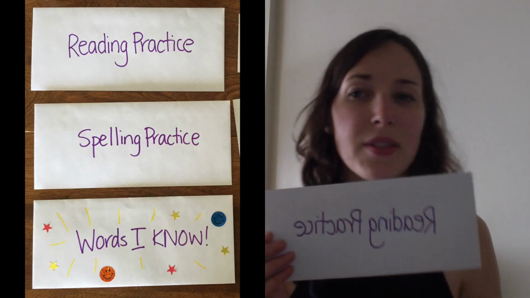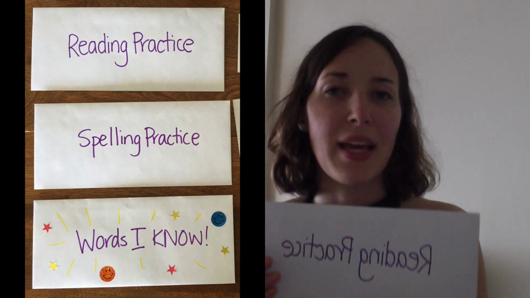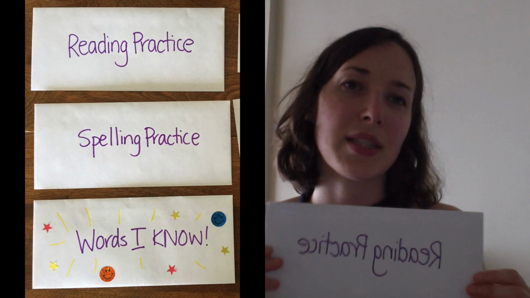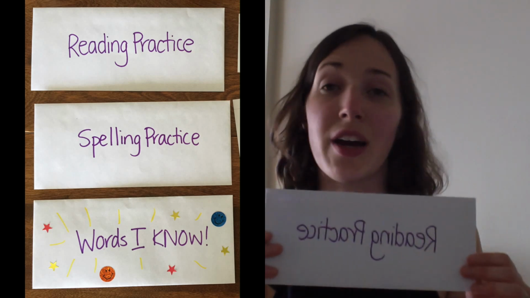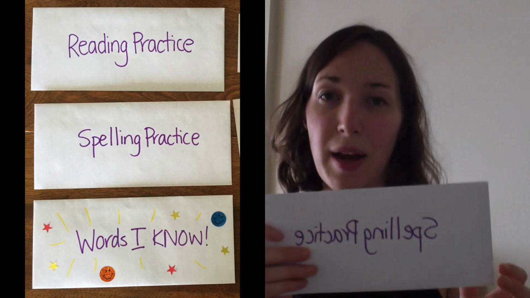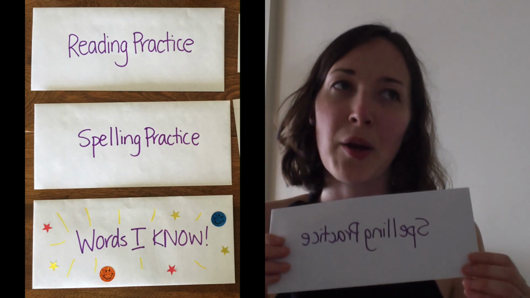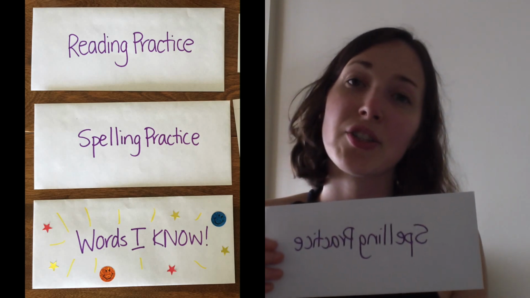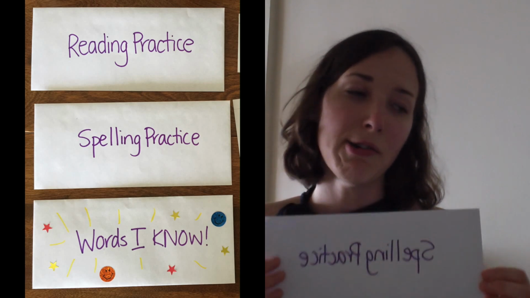So the first thing that you're going to do to use this system is to make 3 envelopes. The first one's going to be your reading practice envelope. This is where you're going to store the words that your child is practicing reading. Then you're going to need to make a spelling practice envelope, and this is where words that your child's already learned to read but not spell will go.